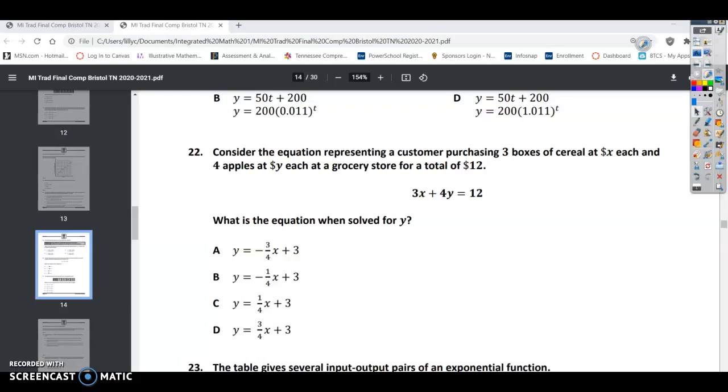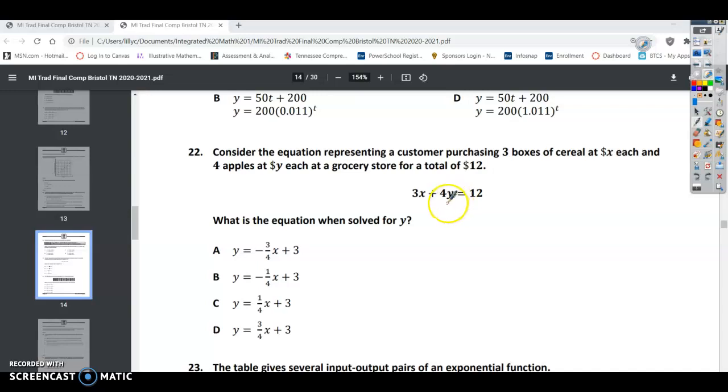Right, Math 1, your final benchmark, number 22. Consider the equation representing a customer purchasing 3 boxes of cereal at x dollars each and 4 apples at y dollars each at a grocery store for a total of $12. So your equation is 3x + 4y = 12. And it says, what is the equation when solved for y?